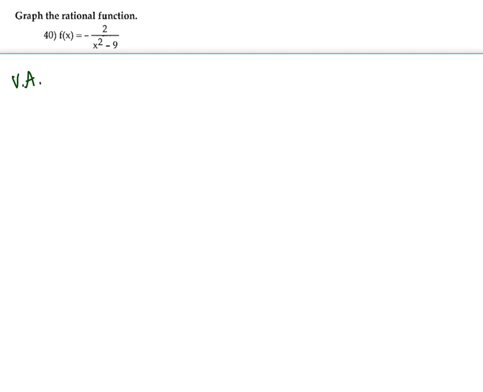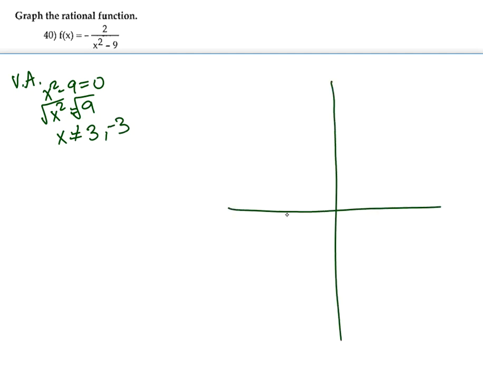So we're going to look for our restricted values. In this case, we have a rational function, so our denominator can't equal 0. When we solve for x, we get x can't be 3 and negative 3. That tells us that on the graph, wherever x equals negative 3 and 3, we have vertical asymptotes represented by dashed lines.